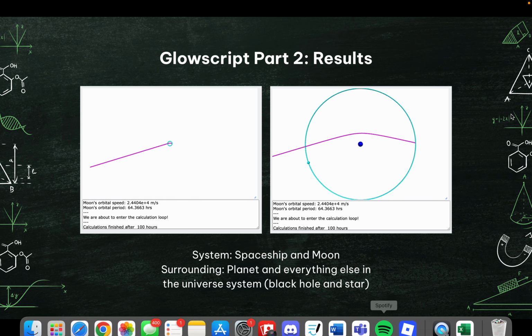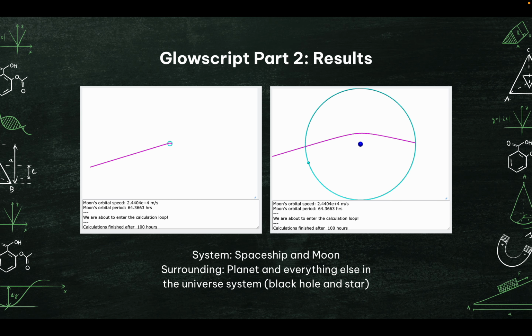Here are the results of my simulation, zoomed out and zoomed in. As you can see, the moon, which is in cyan, does its orbit around the planet, while the spaceship in magenta leaves the moon and continues the trajectory to avoid crashing. In the case of the spaceship, it is a system and the surroundings are the moon and the planet, assuming no other forces are involved in our perfect simulation. In the case of the moon, it is the system and its surroundings are the spaceship and the planet. Although it is not a perfect figure-8 trajectory, at least it didn't crash.